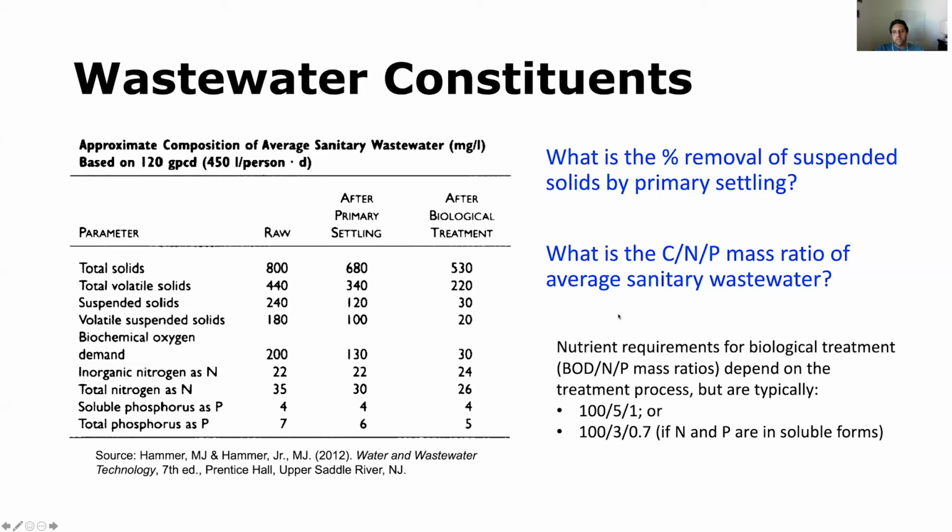All right, so taking a look at this table here and using your knowledge of wastewater concentrations and flow rates, loadings, what would be the percent removal of suspended solids by primary settling? And what would be the carbon to nitrogen to phosphorus ratio on a mass basis for average sanitary wastewater, raw wastewater?